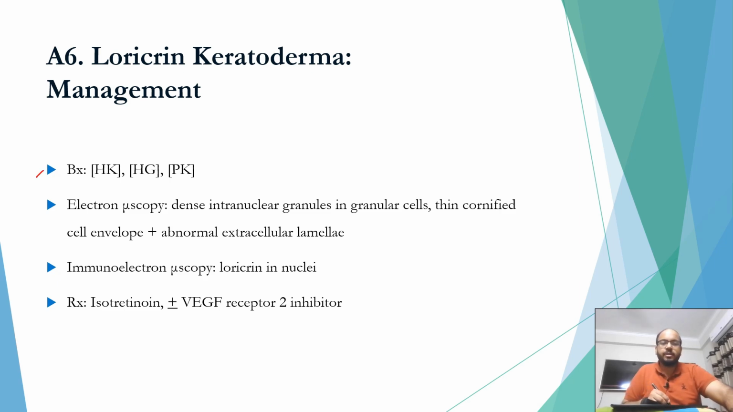In the biopsy, you see hyperkeratosis, hypergranulosis, and parakeratosis. In electron microscopy, you will see dense intranuclear granules in the granular cell because loricrin is accumulated. It's not functioning properly. There is a thin cornified envelope because loricrin is not there.